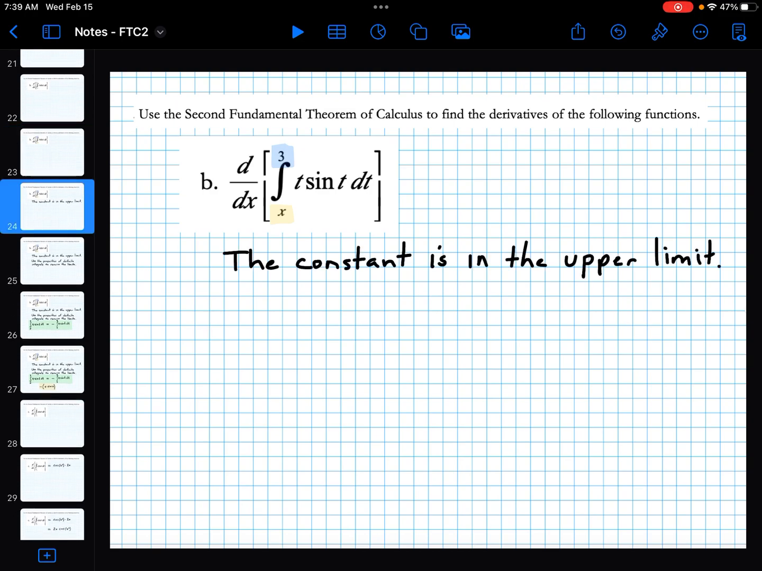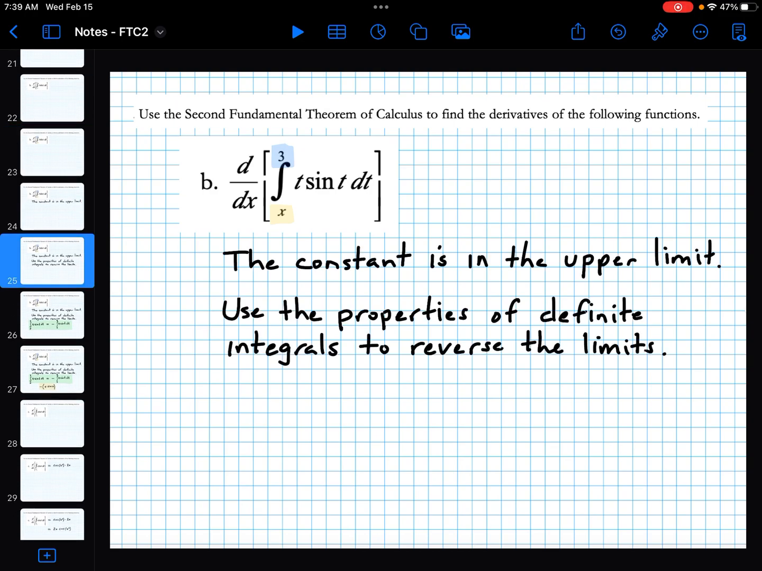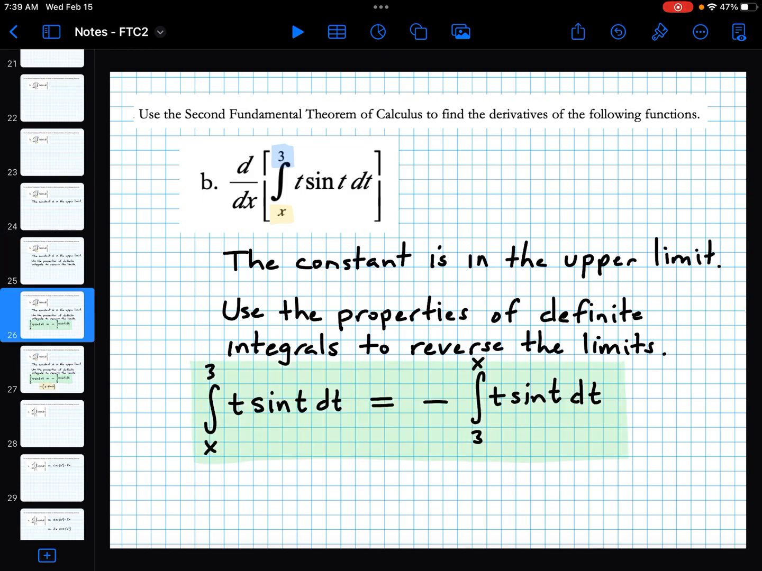So what we're going to do here is just use properties of definite integrals to reverse the limits. If I have the definite integral from a to b of f of x dx, that is equal to -1 times the definite integral from b to a. And that's what I've written out down here with this integral. It's just equal to -1 times that.